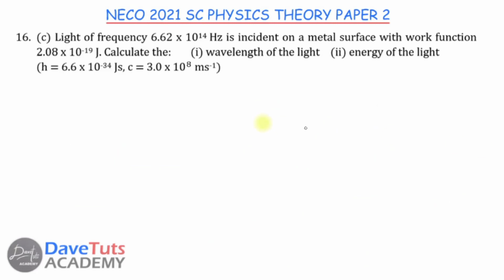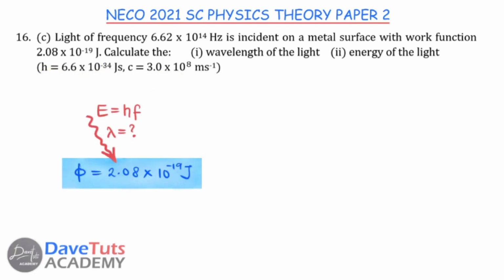Here in this question, we are told that light of frequency 6.62 exponent 14 Hz is incident on a metal surface with work function 2.08 exponent minus 19 joules. Our mandate is to calculate the wavelength of the light and the energy of the light. Here in this question, we are given the Planck's constant h, and we are given the speed of light. And a typical example of what this scenario looks like is this.